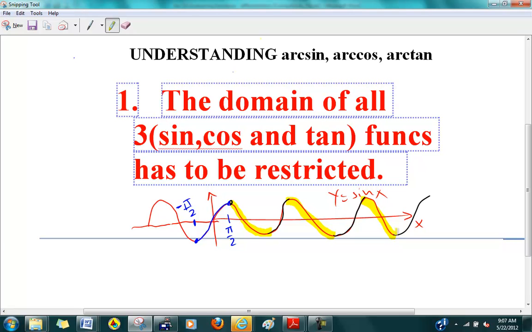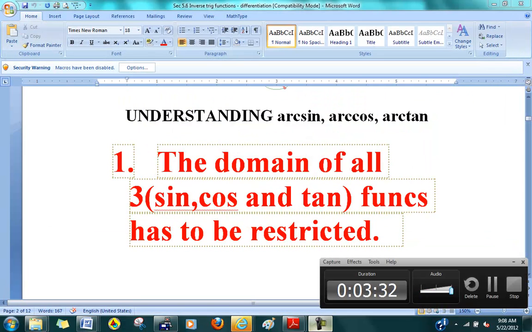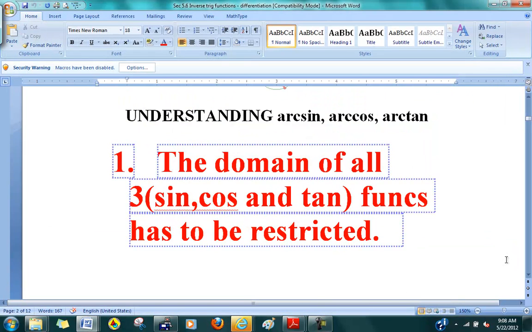You know that the inverse function is written, in this case, as sine inverse. The book uses the term arc sine, so both terms are used. Your calculator uses this notation here. That's what your calculator does.